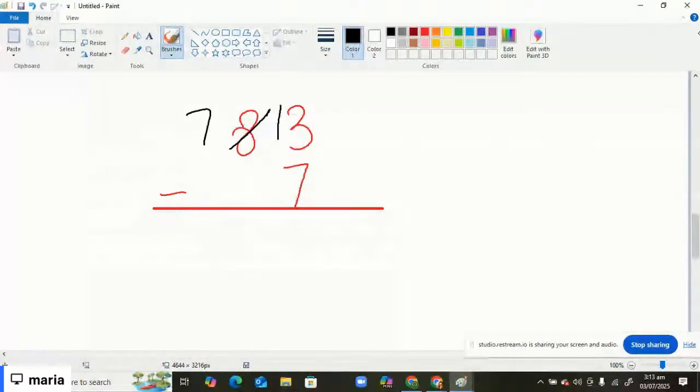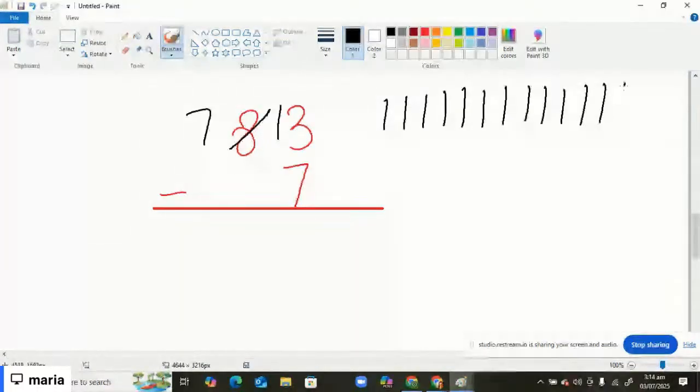Now 13 minus 7. How can we do it? We draw 13 lines, take away 7, and then check how many are left. Okay, let's do it. I'm going to draw 13 lines here. Count it, everyone. So these are the 13 lines.